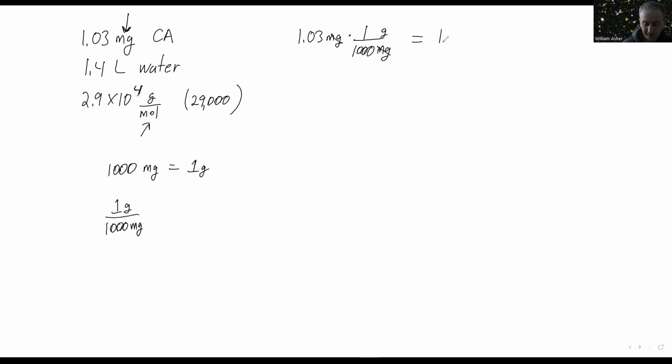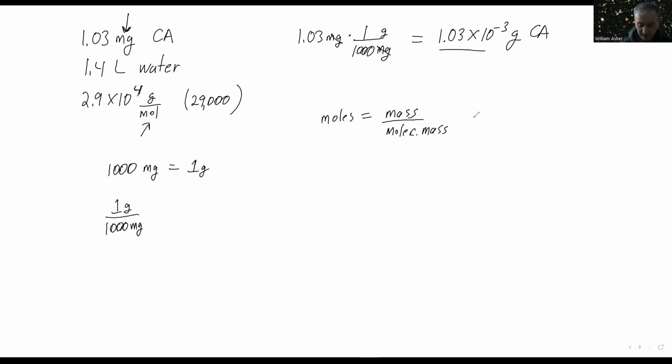So now I'm going to switch to scientific notation: 1.03 times 10 to the minus 3 grams of carbonic anhydrase, right? Because 1 over 1,000 is 10 to the minus 3, okay? Hopefully that's clear. But there it is in scientific notation. And so now how many moles of carbonic anhydrase do we have? Well, remember, moles is equal to mass divided by molecular mass.